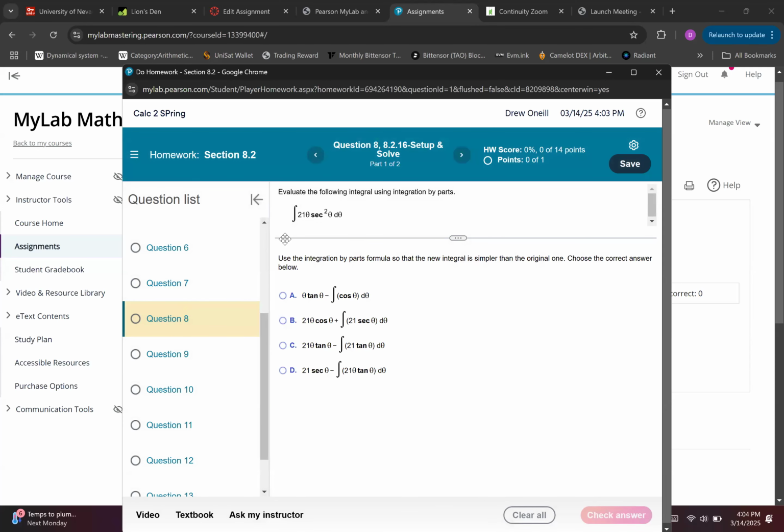Now, even though this isn't cos or sine, it's still a trig. So you can think of this theta as x, but we're going to let u be 21 theta. dv is secant squared. Now you have to remember this. What's the antiderivative of secant squared? If this is dv, then it would be tan theta. That's just a formula. You can check the table of integrals. And if this is u, then du is 21. And you can see that u, 21 theta, times v would be this one. So you know the answer is C.